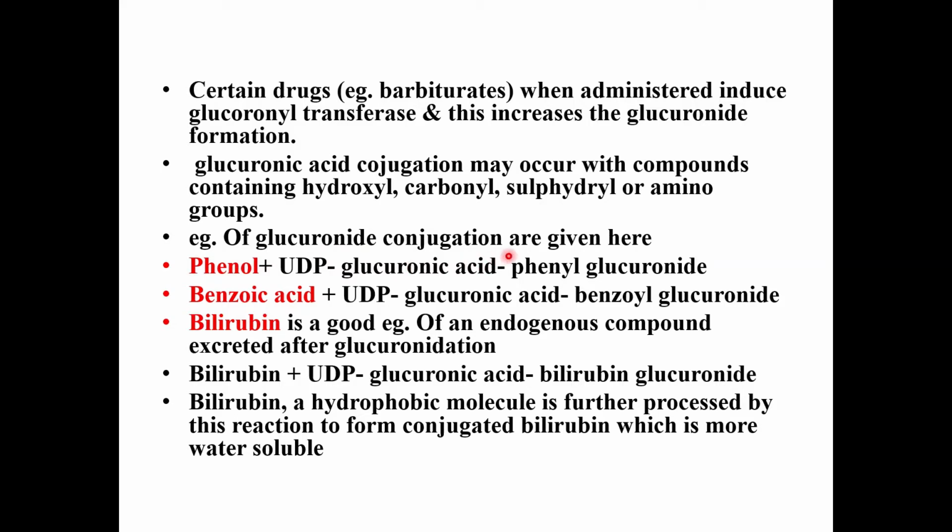Examples of glucuronide conjugation: phenol. Phenol with UDP glucuronic acid will convert to phenyl glucuronide. Obviously, all these transferases are involved in these reactions. Then benzoic acid, when conjugated with glucuronic acid, benzoyl glucuronide is formed. Bilirubin, of course, as I told you, is an endogenous compound, so it is excreted after glucuronidation. When bilirubin combines with glucuronic acid, bilirubin glucuronides are formed.